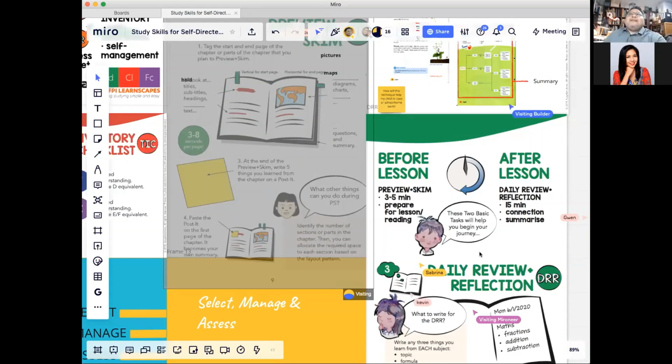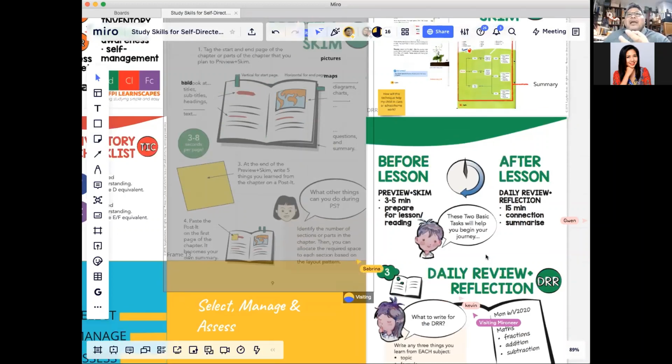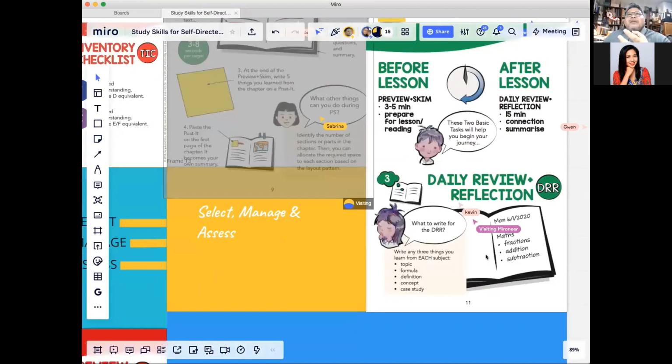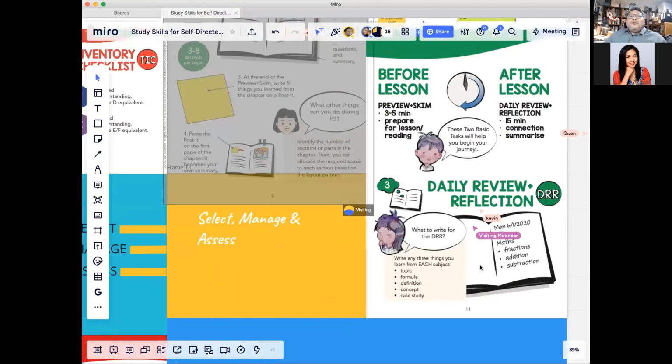Now the second task is after lesson. What is very easy for students to pick up is the daily reflection and review. On this page here, you see a very simple way. When we start off with students, this is the first skill that we can teach any child. I started to teach daily reflection and review when my girls were very young. Now my girls are 24, 21, and 16.